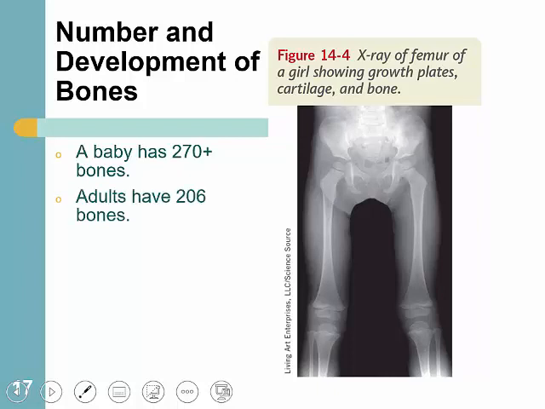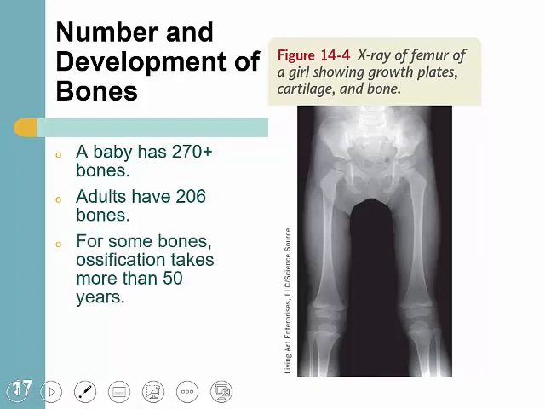By the time you become an adult, you only have 206 bones. So what's happening to the bones? Where are they going? How are they disappearing? They don't exactly disappear. What happens is the bones actually fuse together. They go from being 2 or 3 bones to being 1 bone as you grow, in a process called ossification, where the bones join together. And some of your bones don't finish ossifying until you're over 50 years old. So it's actually a process that takes place over the majority of a lifetime.